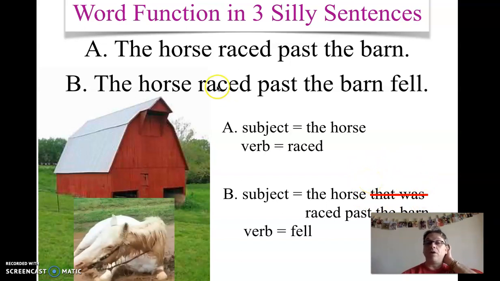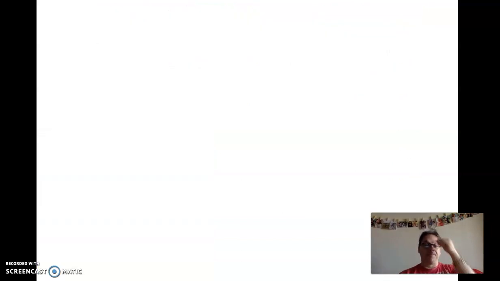The confusion is that we normally think of raced as the main verb. But in this sentence, where there are two verbs that look like the main verbs, one is actually part of a compound sort of subject, and one is the actual verb of that subject. In other words, it was this horse, the horse that was raced past the barn, or that raced past the barn, that was the horse that fell. Let's try another one.